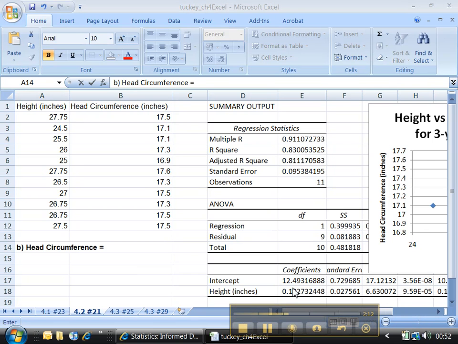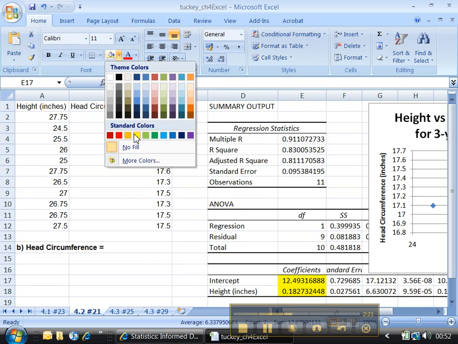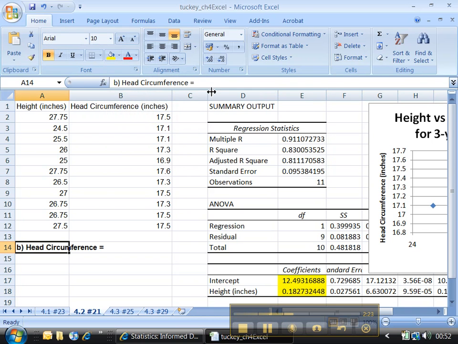Now m is right here, this guy. Let me highlight him for you to see. There it is. So head circumference is equal to 0.183 times the height plus 12.493. The top number here is the y-intercept, right? Mx plus b, this is the b right here, and this one down here is the m. It's a little bit backwards from the way we would think of it in algebra. Alrighty, so we've got that equation.